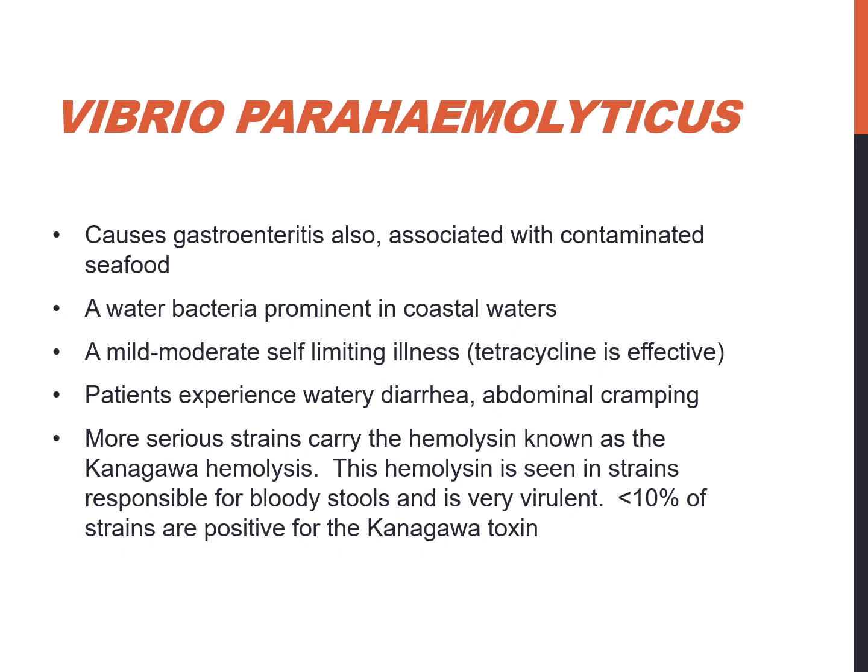So eating things like clams, oysters, and crabs can cause a person to get an infection with Vibrio parahaemolyticus. This is a water bacterium prominent in coastal waters. It actually prefers seawater, and seawater has a high amount of sodium chloride, which Vibrio parahaemolyticus can tolerate.